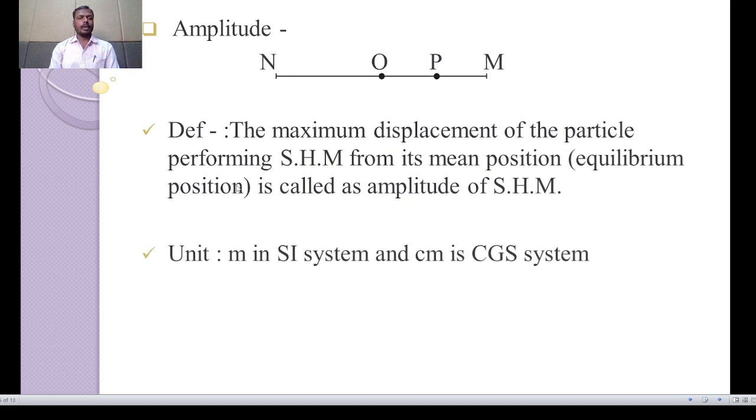Now the next is the unit of amplitude. We know that the definition of amplitude is maximum displacement. Displacement is nothing but length, and we measure length in meters in the SI system, and in the CGS system we measure centimeters. Therefore, we can write here that the unit of amplitude is meter in the SI system and centimeter in the CGS system. Talking about the dimensions, the amplitude is nothing but length. So, the dimensions are L raised to 1, M raised to 0, T raised to 0.